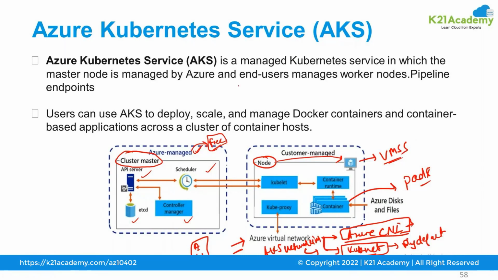So AKS is a managed Kubernetes service in which the master node is managed by Azure and users manage worker nodes, which is nothing but your virtual machines that are running in the backend, right? Users can use AKS to deploy, scale, and manage Docker containers and container-based applications across a cluster of container hosts, right? So that is what it can do. So that is what AKS was.